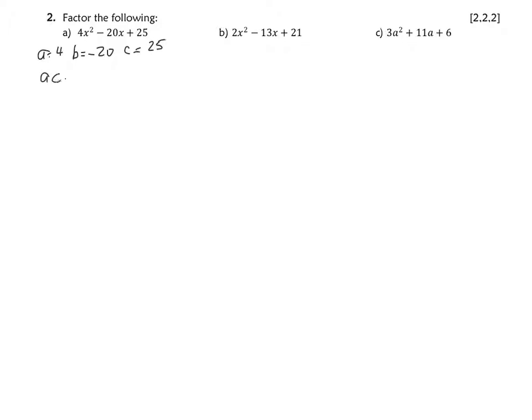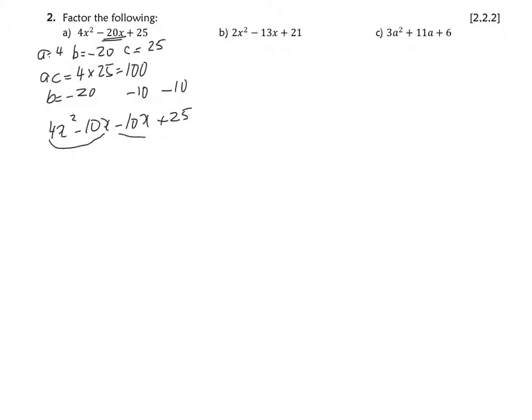So AC is 4 times 25, which is 100, and B again is negative 20. Find two numbers whose product is 100 and whose sum is negative 20. Those two numbers are negative 10 and negative 10, because negative 10 times negative 10 is 100, and negative 10 plus negative 10 is negative 20. So I can decompose the original polynomial as 4x squared minus 10x minus 10x plus 25.